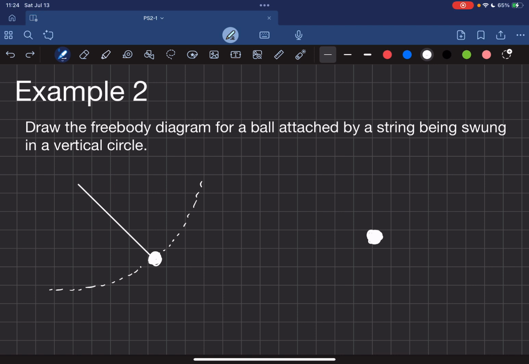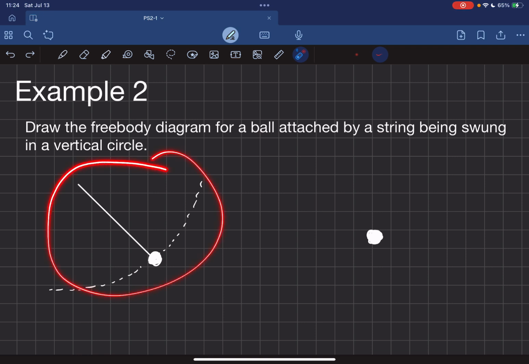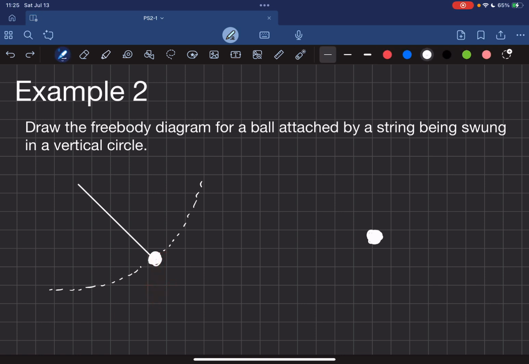Let's apply this to another example. So in this example, we have a ball attached to a string and it's being tossed around in a vertical circle. So vertical circle meaning that gravity is still acting on it going straight down. So there should be a gravity force going down in this example. Let's draw the free body diagram.